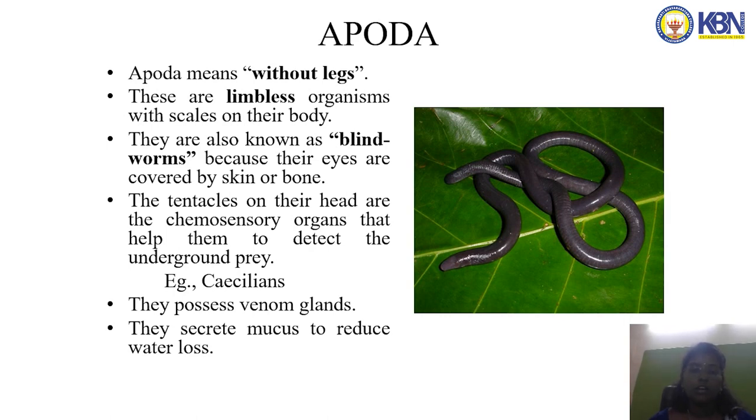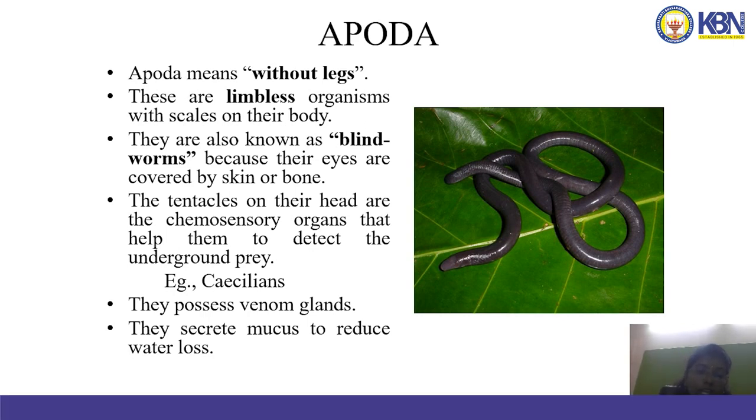They are also known as blind worms because their eyes are covered by skin or bone. The tentacles on their head are chemosensory organs that help them to detect underground prey. Example, caecilians. They possess venom glands. They secrete mucus to reduce water loss.